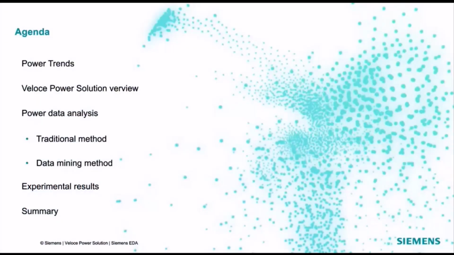We will look at the power trends. Then we look at the Veloce Power Solution overview, which enables us to generate power data. This power data needs to be analyzed, which is the main topic of this paper. We will approach it by traditional methods and data mining methods. At the end, we present some of the experiment results of this paper, and with a summary, we'll wrap it up.